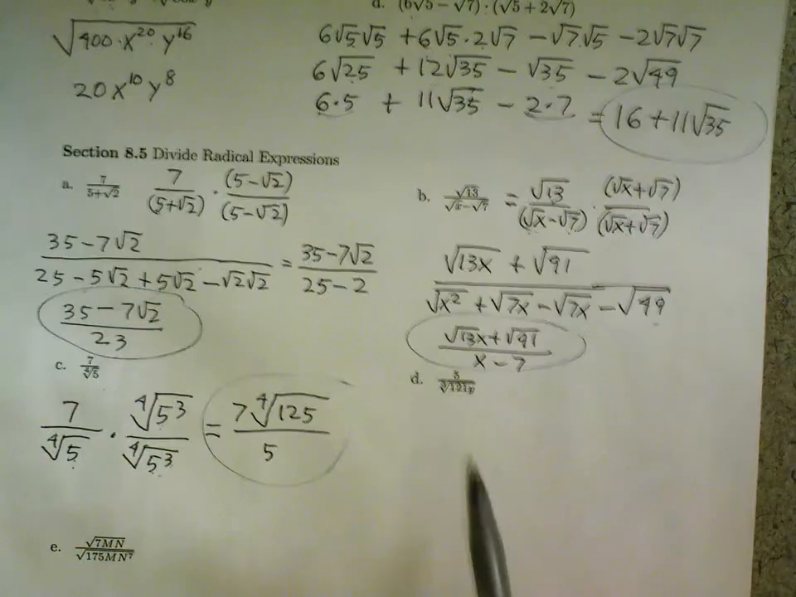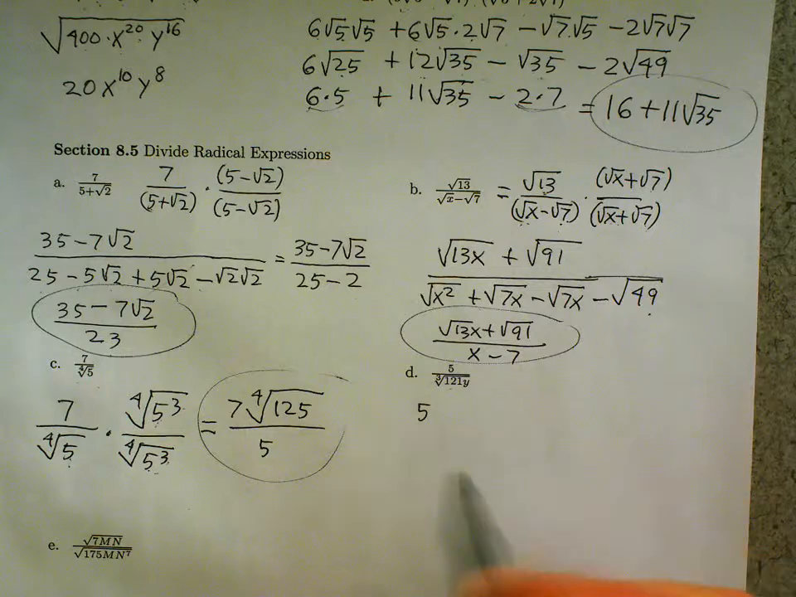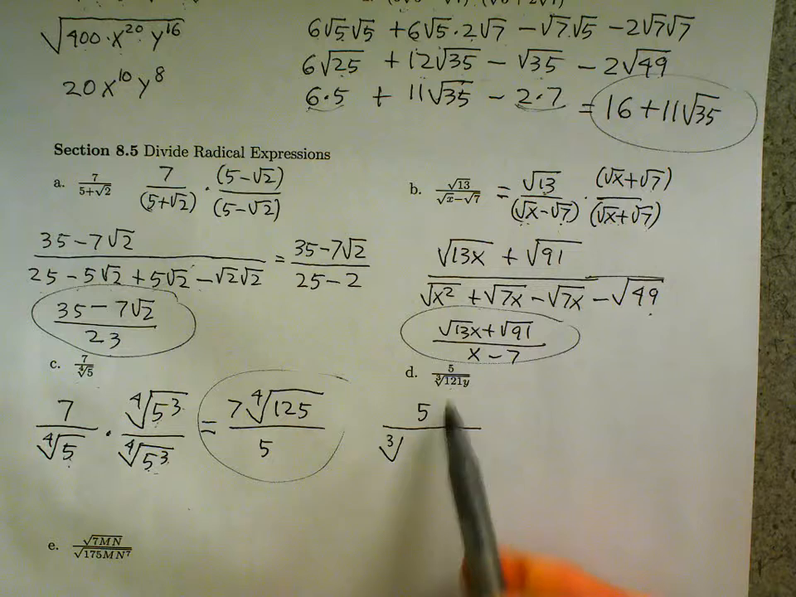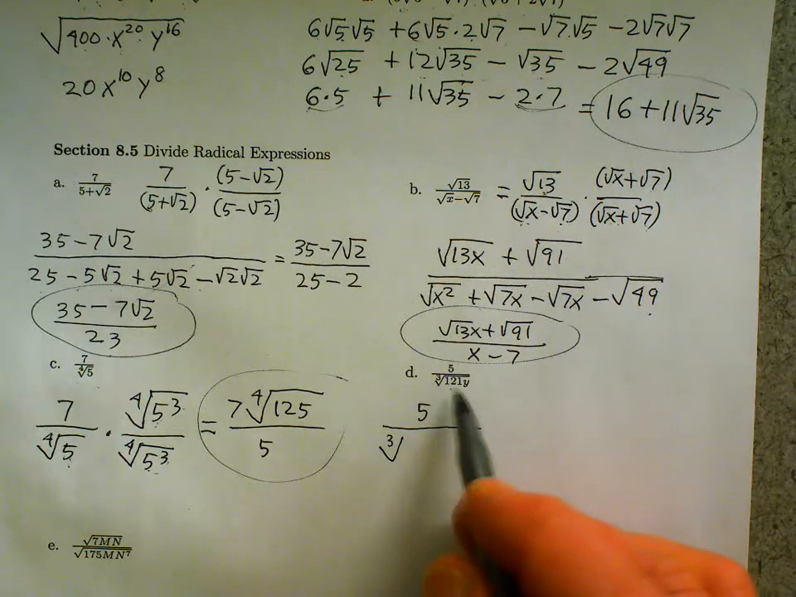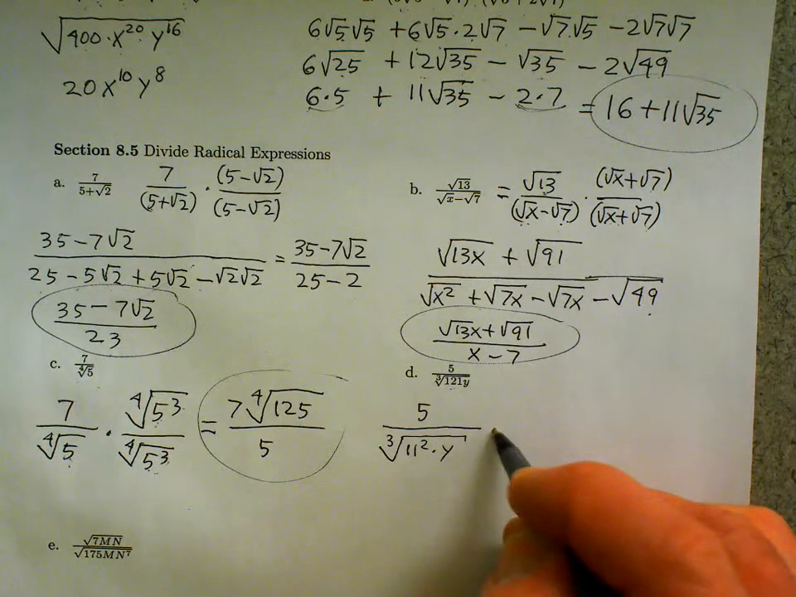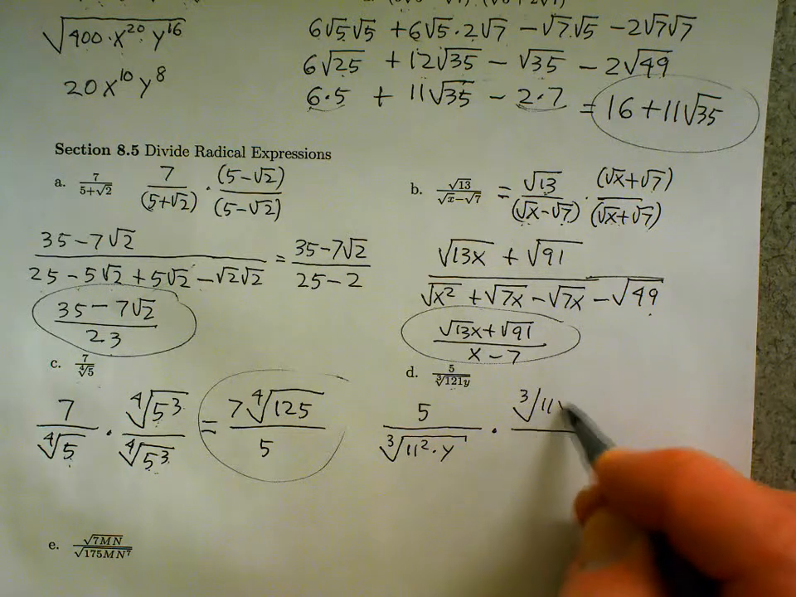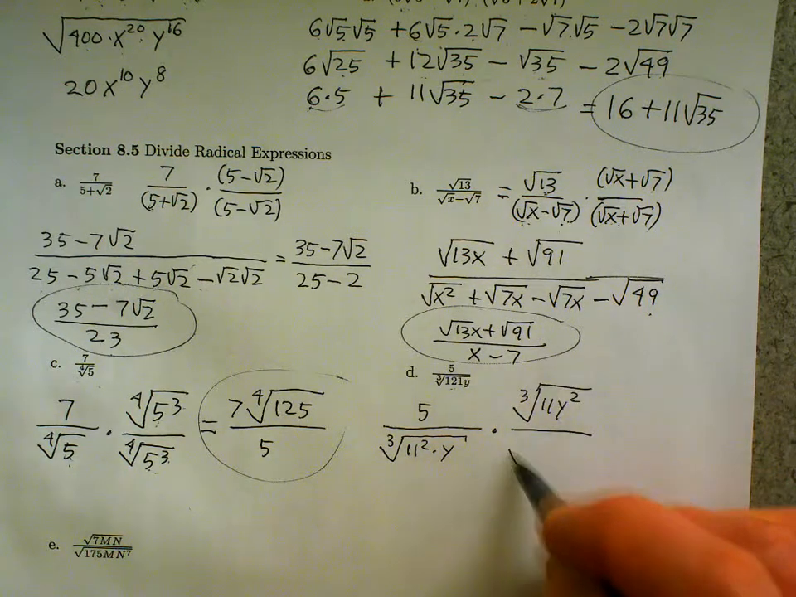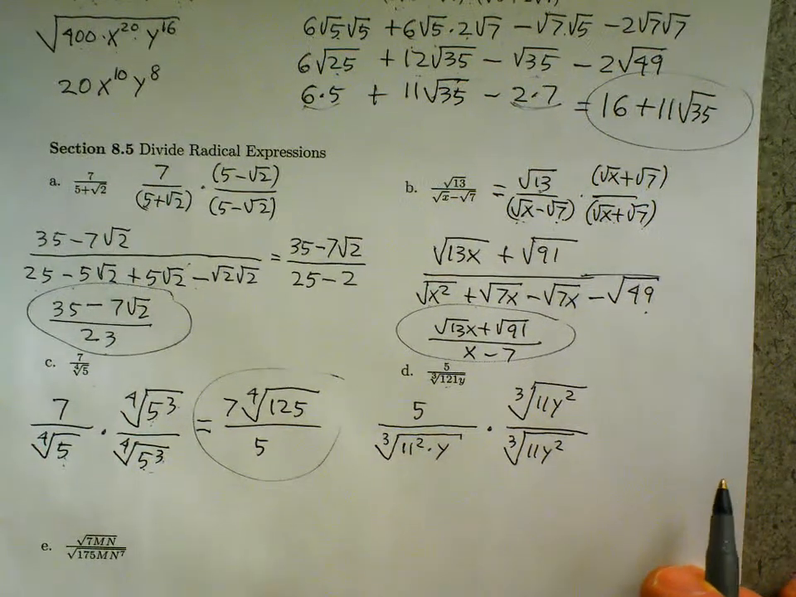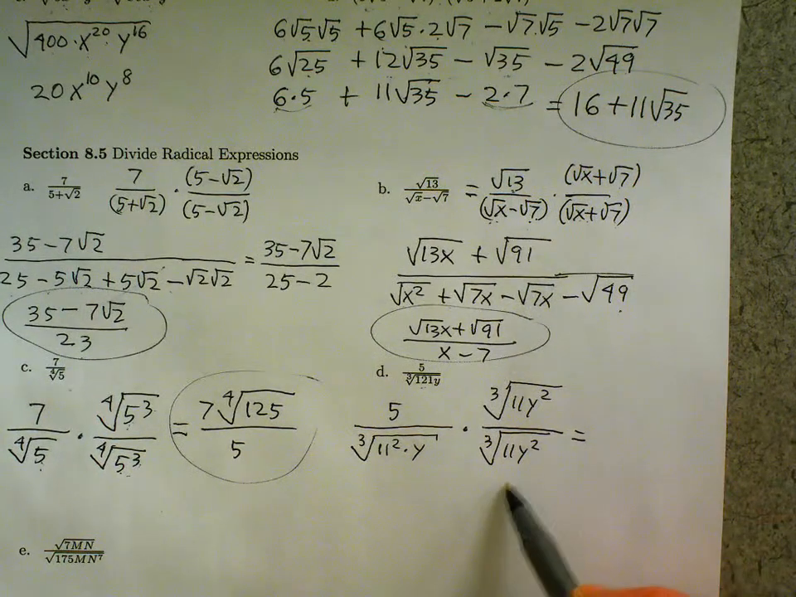Okay, and the next one, 5 divided by the cube root of 121y. So rewrite the cube root of 121y. 121 is 11 to the second, and then times y. So the form that one takes on this one will be the cube root of 11y to the second divided by the cube root of 11y to the second. So I'll just write down the final answer and explain why.